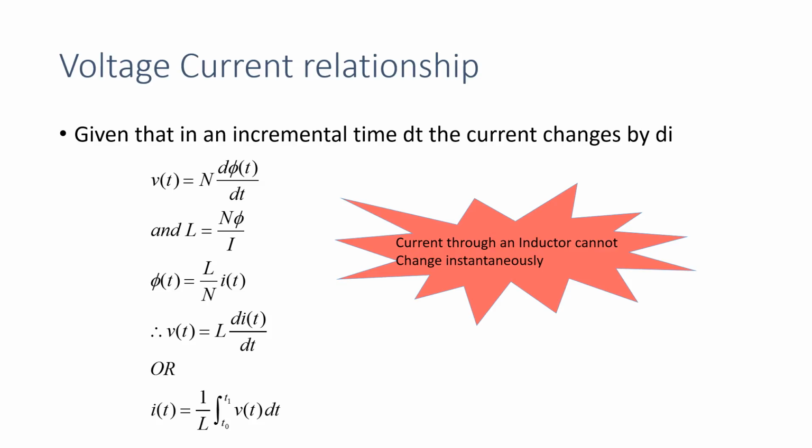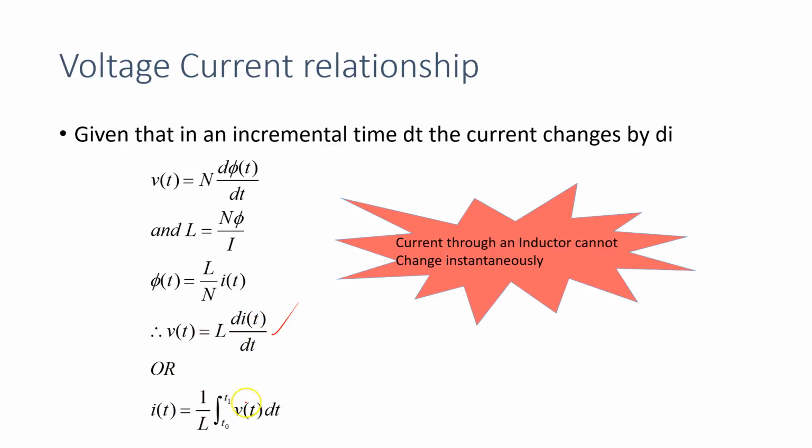So if we get into the mathematics, the voltage is equal to N d phi dt, where d phi dt is the rate of change of flux. Remember, there has to be relative motion between the conductor and the flux. So this is what d phi dt describes. And we know that L is equal to N multiplied by phi on I. So I can do some substitutions and I should get that V is equal to L di dt. That is the differential form.